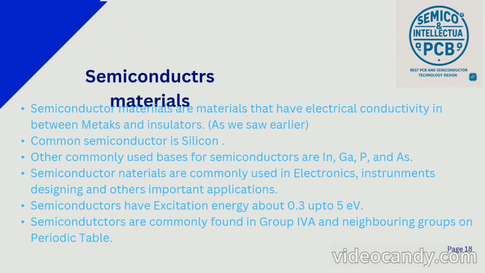Semiconductors like silicon, gallium, indium phosphide, and arsenic have band gaps between 0.3 to 5 electron volts. Silicon has around 1.14 electron volts, whereas for gallium it is around 3.4 electron volts. They are widely used in electronics because they have versatile material properties and controllable conductivity.